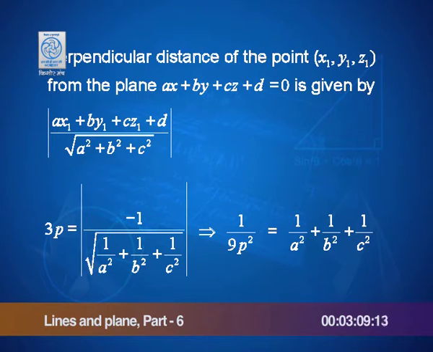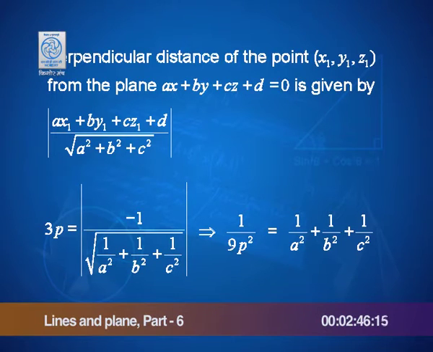And therefore, 3p must be equal to the absolute value of minus 1 by under root of 1 by a square plus 1 by b square plus 1 by c square. So, if you apply the formula to the plane x by a plus y by b plus z by c minus 1 equal to 0 and replace x1, y1, z1 with the origin 0, 0, 0, you get this result. From here, if I just square both the sides and take the reciprocal, I get 1 by 9 p square is equal to 1 by a square plus 1 by b square plus 1 by c square.